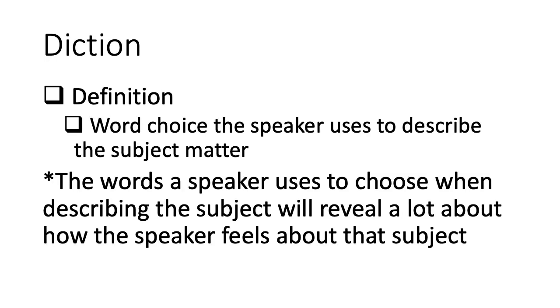Okay, so the definition of diction is basically the words that the author chooses when they are describing the subject matter. So, in a sense, all things are diction. The words you're choosing to describe anything will always be present. However, the key here with diction is that it's actually going to link to what the author thinks about that subject. And so we're going to get into that in a little bit. Basically, the words the author chooses to use.